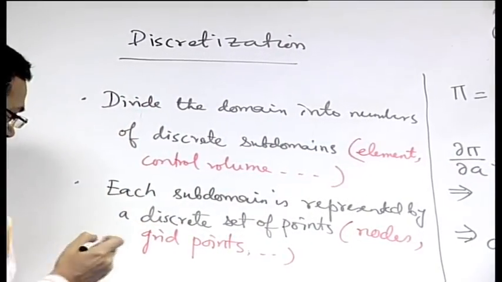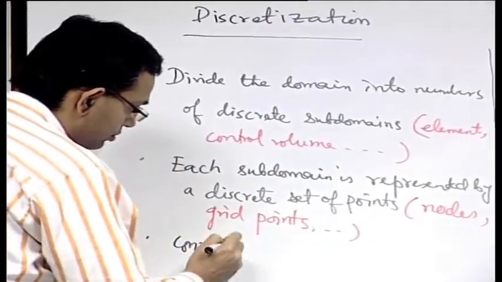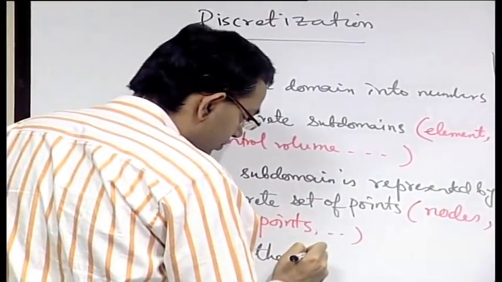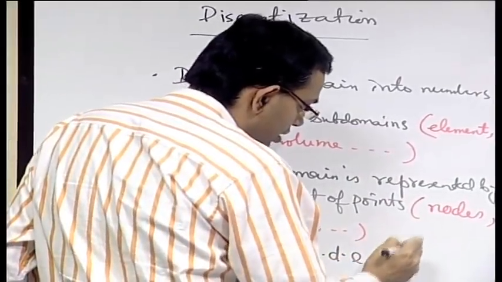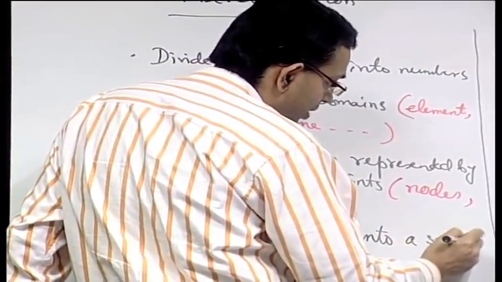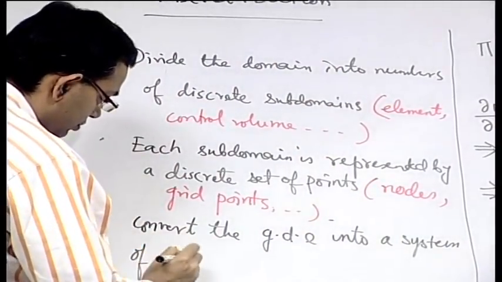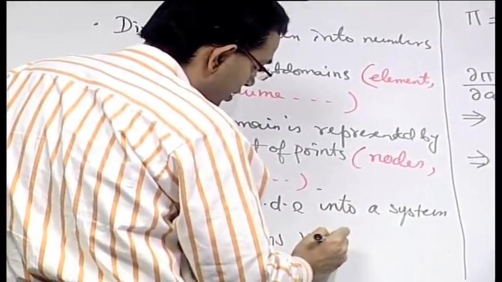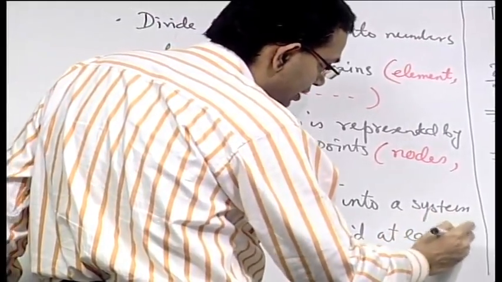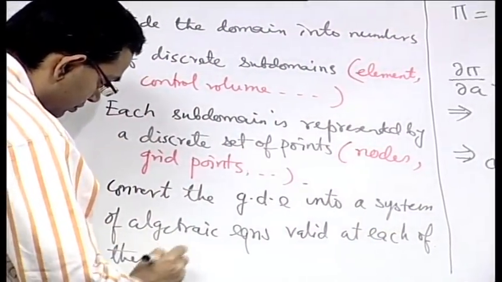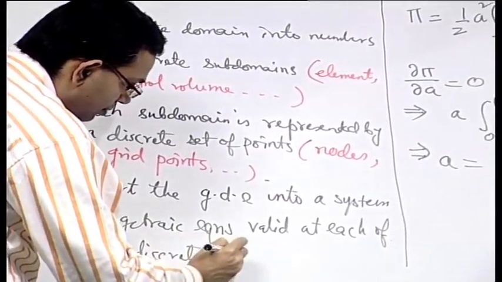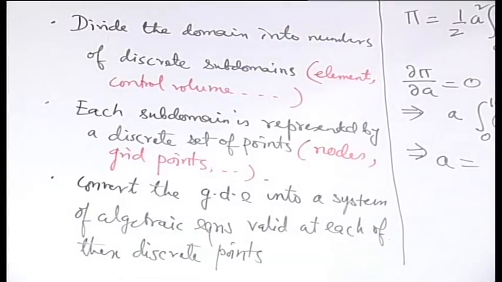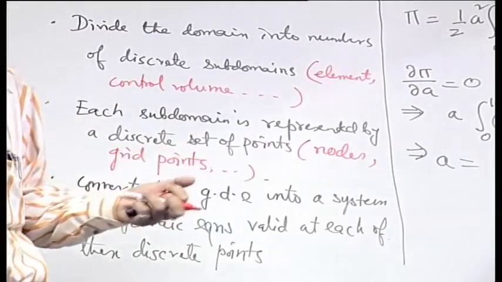And then your objective is to convert the governing differential equation into a system of algebraic equations valid at each of these discrete points. That is the task of the method itself. So, we can see that you can have different methods in principle. You can have, for example, finite difference method, finite element method, finite volume method, that we will see in our subsequent lectures.